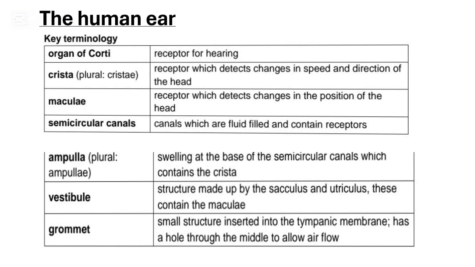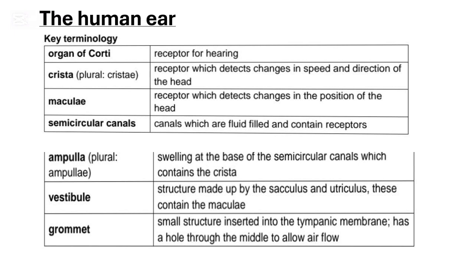Semicircular canals. These are canals which are fluid-filled and contain receptors. Ampulla. This is a swelling at the base of the semicircular canals which contains the crista. Vestibule. This is a structure made up by the sacculus and utriculus. These contain the maculae.